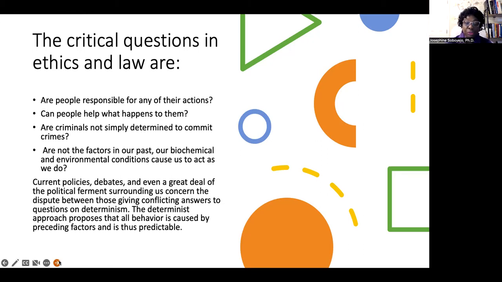And the fourth question: are not the factors in our past, our biochemical and environmental conditions, what cause us to act as we do? Is that why one human being is different from another human being, or one family is different from another family? Is it due to biochemical or environmental conditions? Is that the reason why we act the way we do or not?